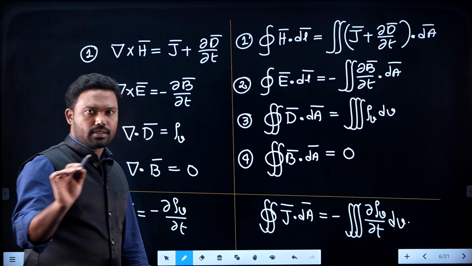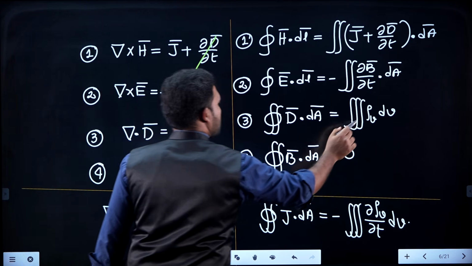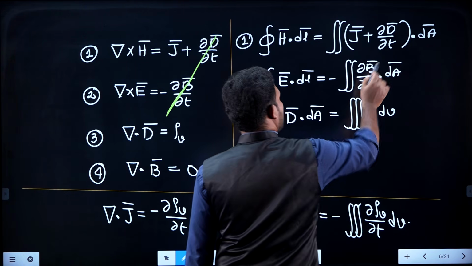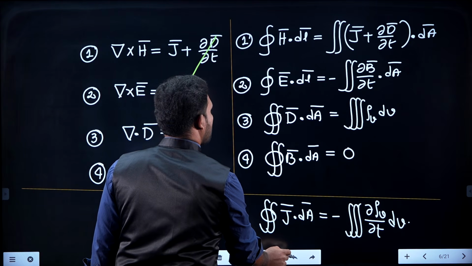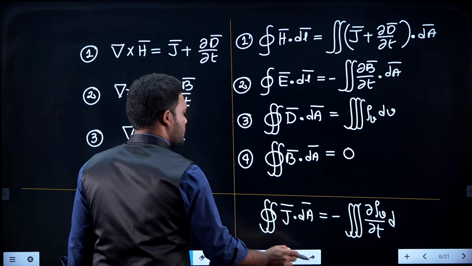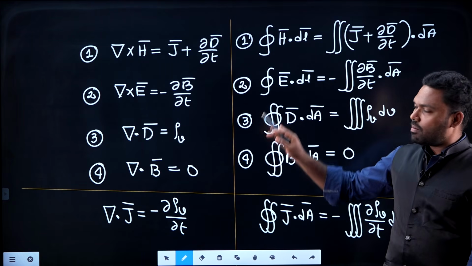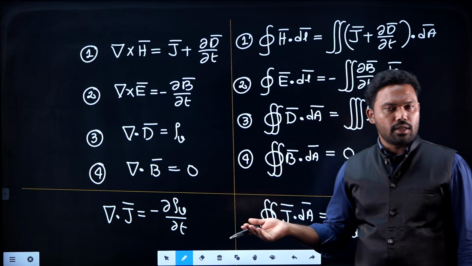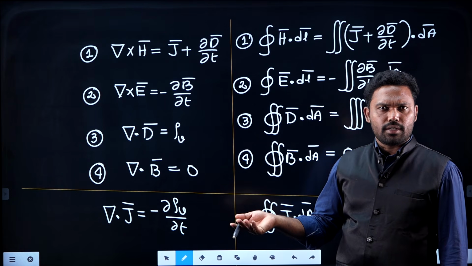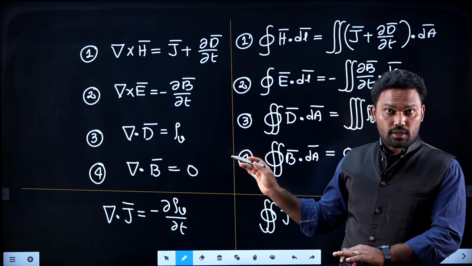Suppose if it is a static case, what happens? This will be 0, this will be 0, this will be 0 for the static case. So, you should know the Maxwell's equations in the static case also. Better you remember these things. These are in the time varying case. For the static case, you can just modify them. So, there are more chances of getting questions on this one.